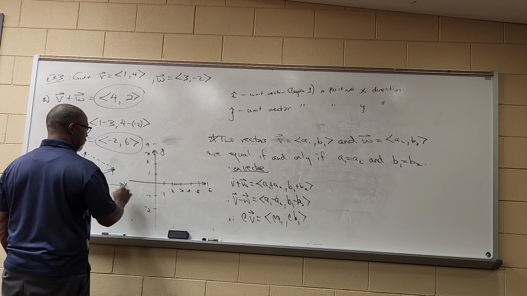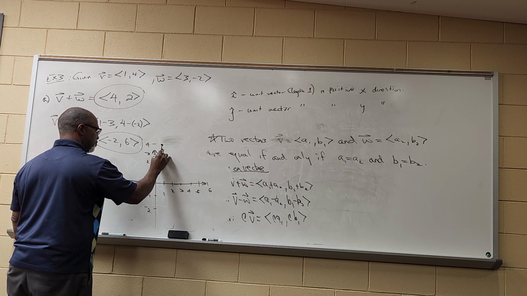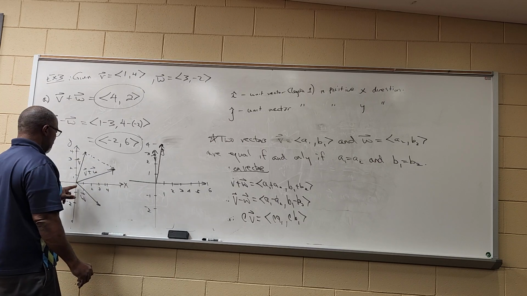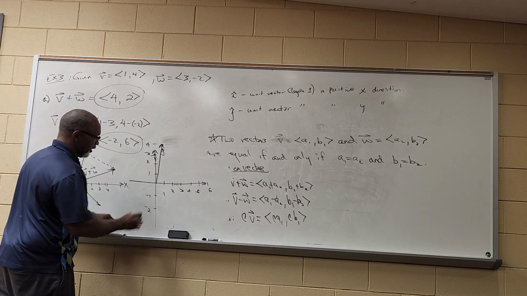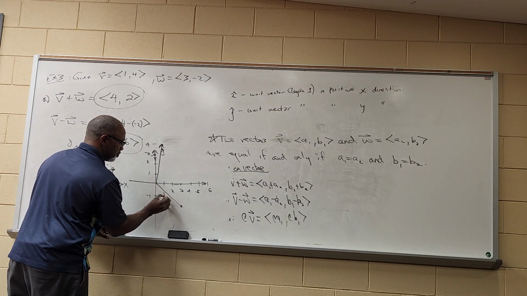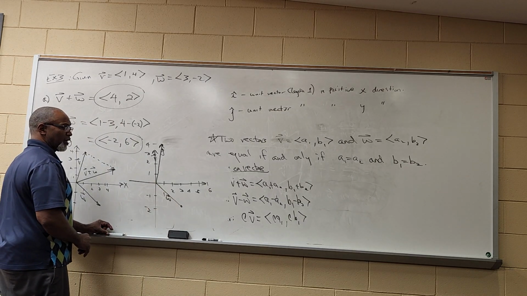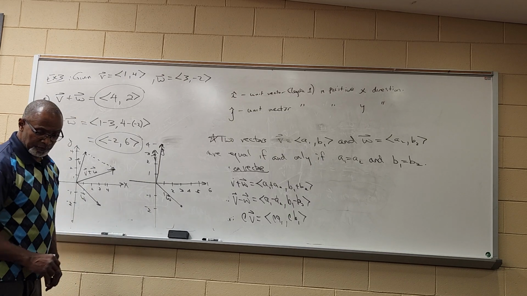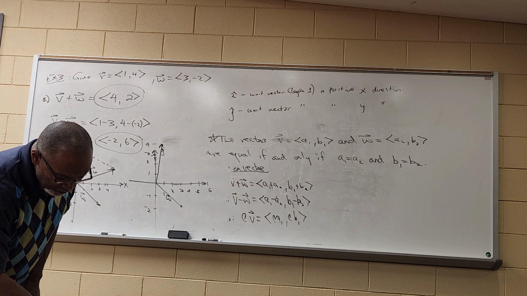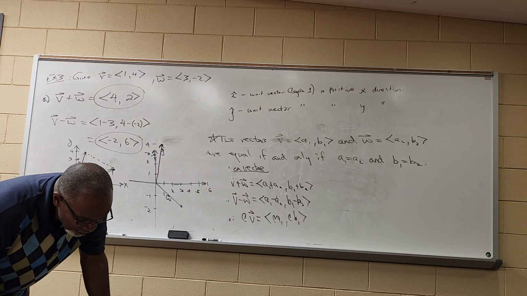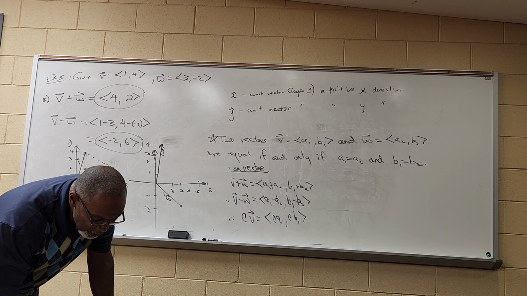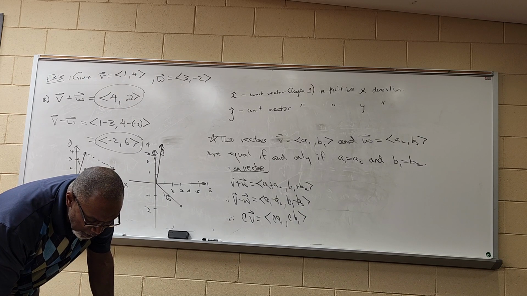So, vector V was still 1, 4. There's V. Vector W is still 3, negative 2. So this time let's do subtraction. So we're going to do V first, and then they did V plus W, and then V minus W.